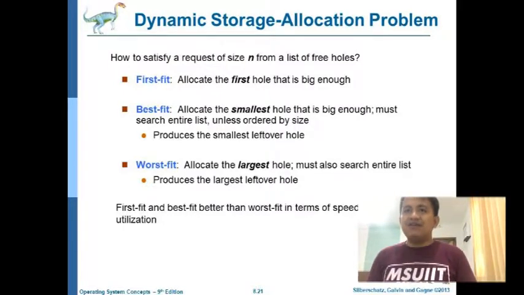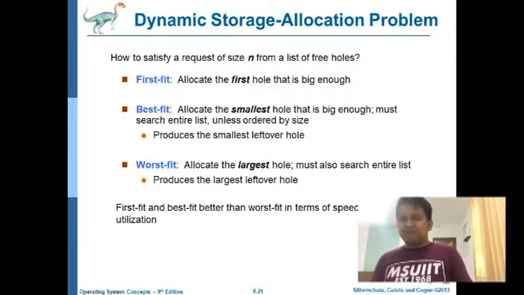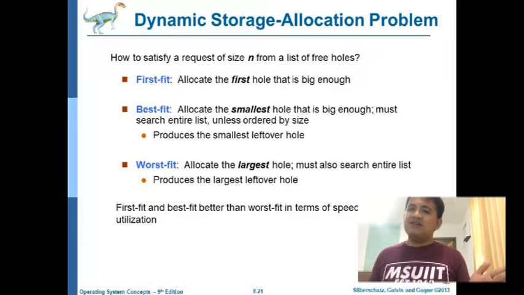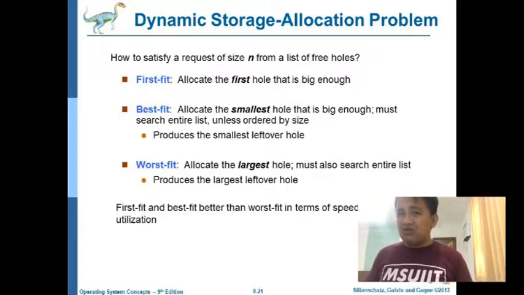Another is the best fit. It allocates the smallest hole that is big enough. Take note, it allocates the smallest hole that is big enough. Therefore, among the holes available in the RAM, the system needs to search for the smallest hole which is big enough for the incoming process to fit in. So therefore, it requires time.